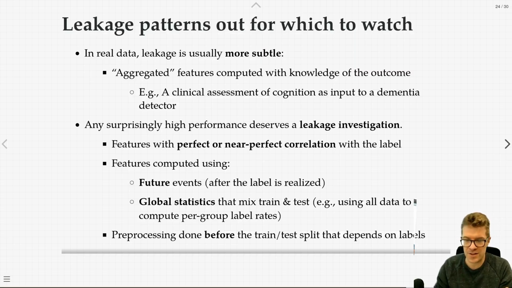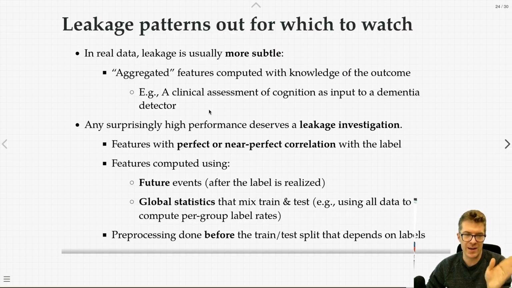Actually, I don't think I mentioned this here, but a pretty easy way to check whether or not you might be leaking information into a classifier is to do a simple correlation between each of your features and the output. And if any of the features has 100% correlation with the output, then that should raise a flag, and that should make you investigate what's going on.